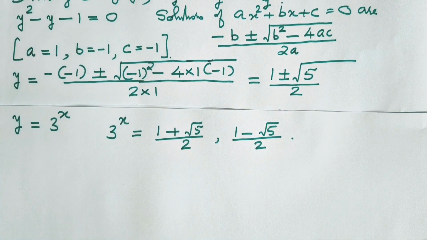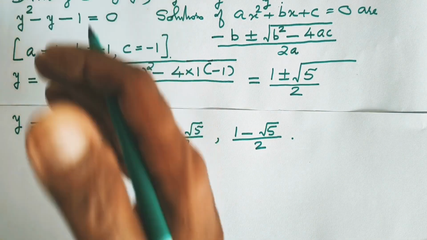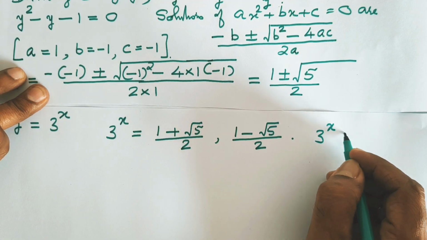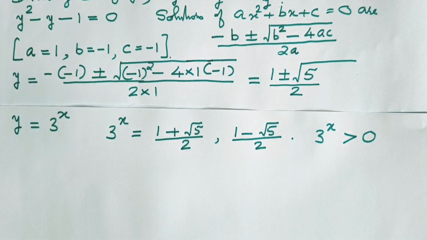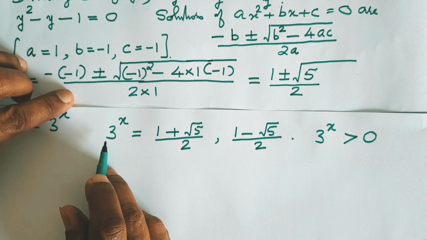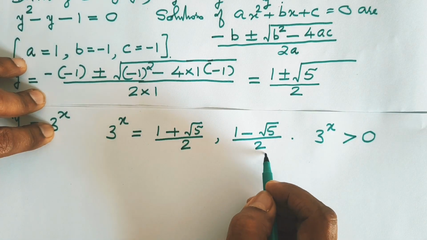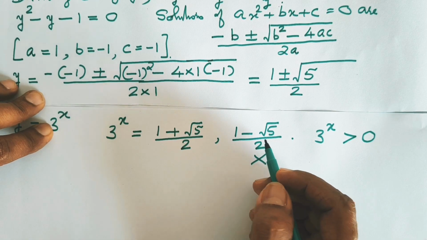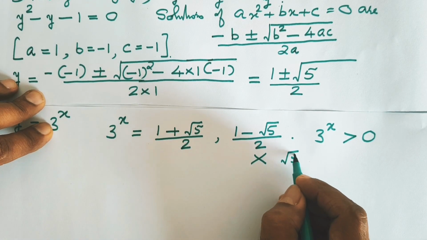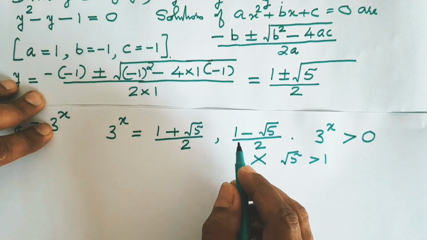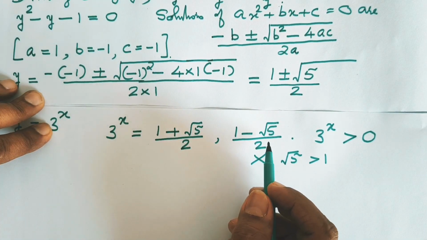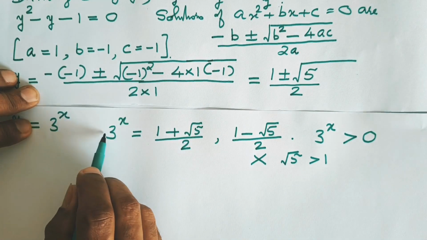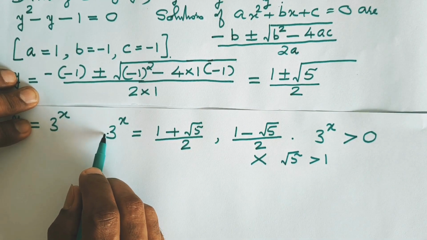These are the two values of 3 to the power x. Now, like I discussed before, 3 to the power x, whatever be the values of x, is a non-zero number and it's also positive. That implies 3 to the power of x cannot be this one, 1 minus root 5 by 2, because see, 1 minus root 5 by 2 is a negative number. Since root 5 is greater than 1, this on simplification will turn out to be negative, whereas this is positive. This value is not acceptable because of 3 to the power of x being a positive non-zero number.